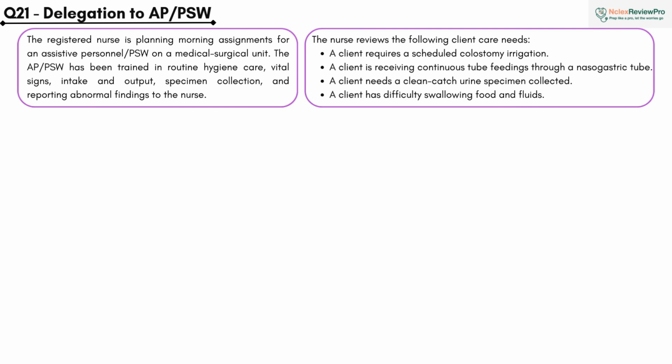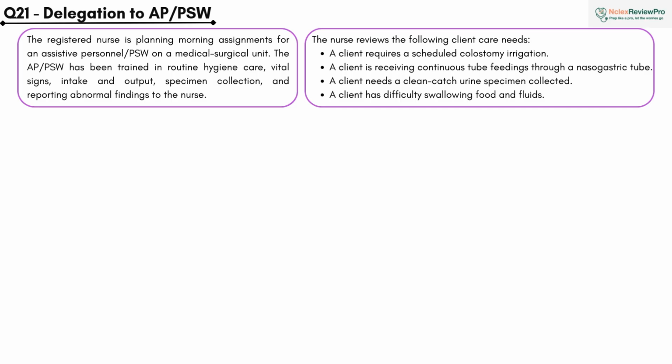Question 21. NGN type bow tie. Delegation to AP or PSW. Clinical scenario. The registered nurse is planning morning assignments for an assistive personnel, or PSW, on a medical surgical unit. The AP, or PSW, has been trained in routine hygiene care, vital signs, intake and output, specimen collection, and reporting abnormal findings to the nurse. The nurse reviews the following client care needs. A client requires a scheduled colostomy irrigation. A client is receiving continuous tube feedings through a nasogastric tube. A client needs a clean catch urine specimen collected.